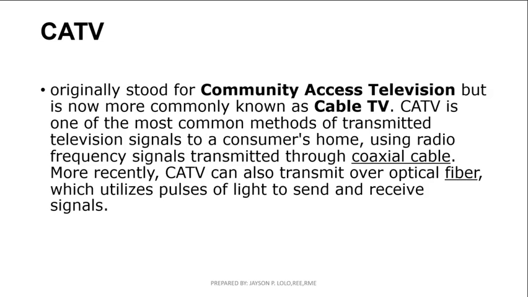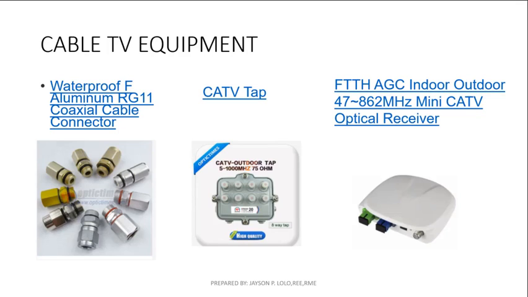CATV offers analog and digital channels, including high definition. So receiving digital channels requires a cable box for conversion. So these are the cable TV equipments. First one is the waterproof aluminum coaxial cable connector. So this is connected by your TV box to your TV screen or smart TV. And we have the CATV tap, which is provided by your cable TV service provider. Then your TV box, or sometimes it is called mini CATV optical receiver.